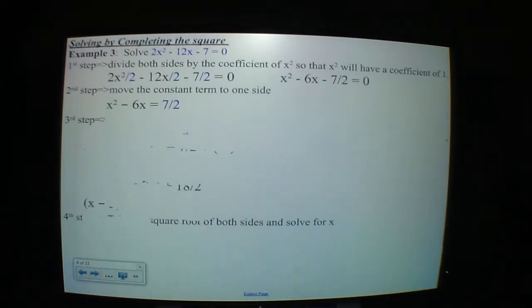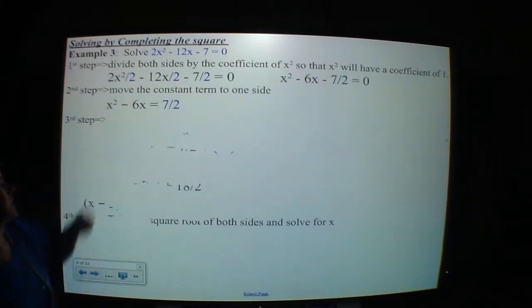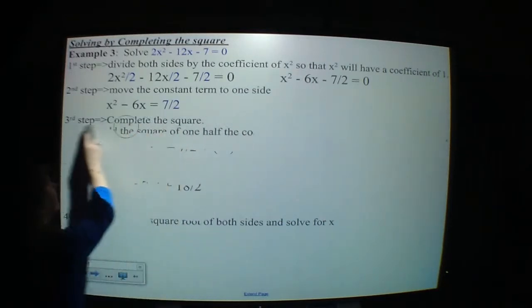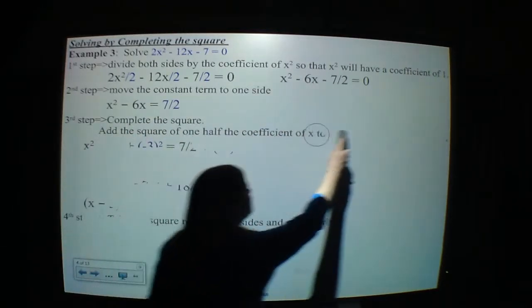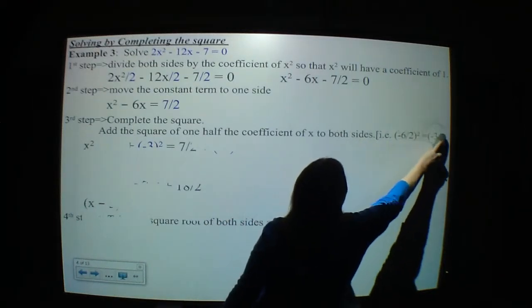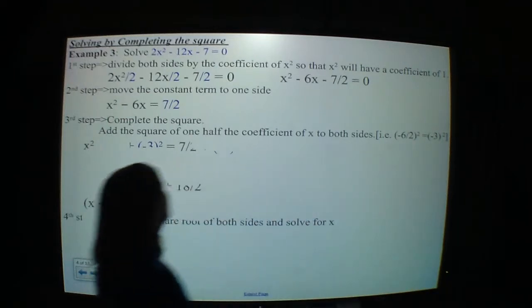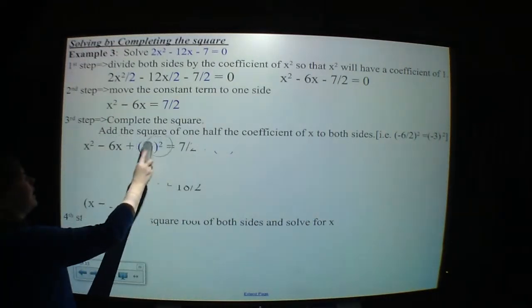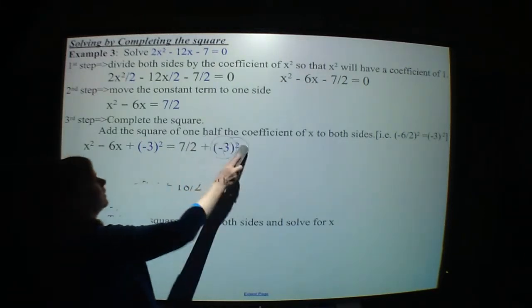And now to complete the square, remember, you take half of this negative 6, which is negative 3, and square it. So to complete the square, that's the next step: add the square of 1/2 of the coefficient of x to both sides. And that's what I said to do. So negative 3 squared is what we'll be adding. So I have x squared minus 6x, and I'm adding negative 3 squared to each side.